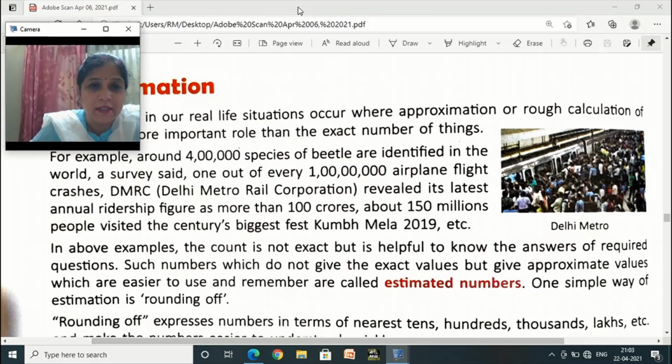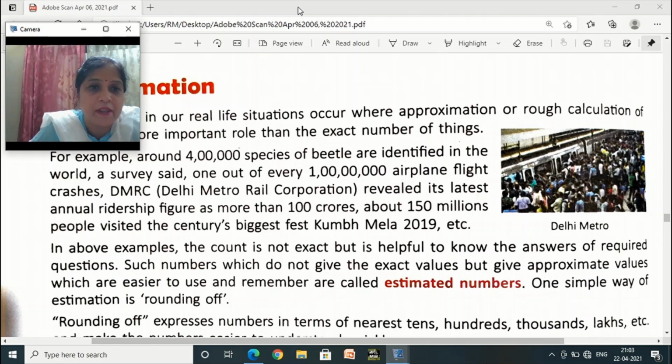Going to learn about estimation. Now, why do we do estimation? See children, many a times in our real life situations occur where approximations or rough calculations play an important role than the exact number of the things.